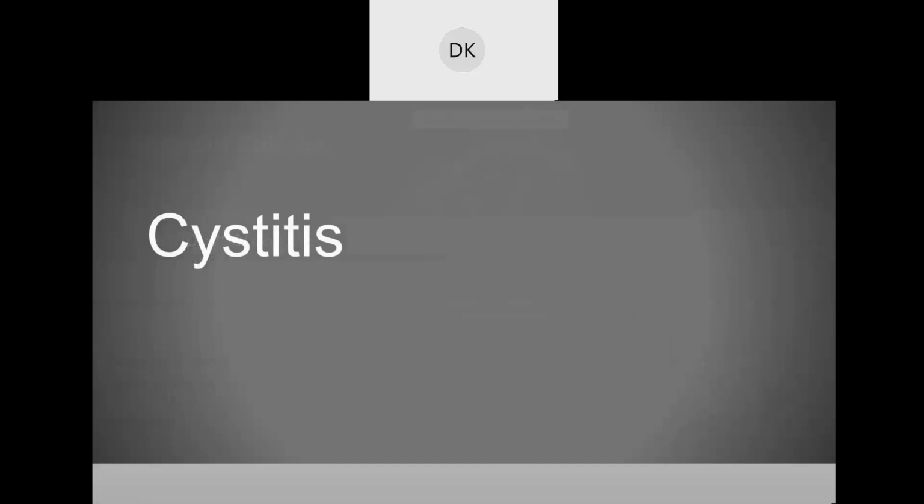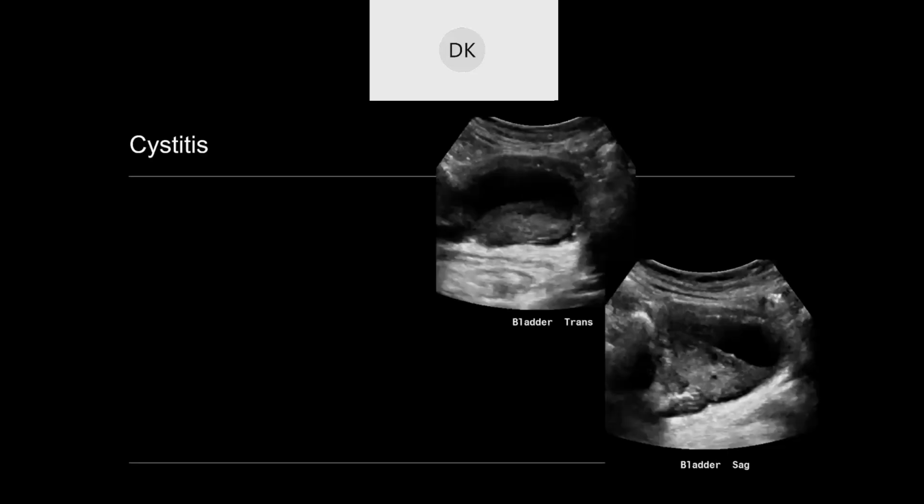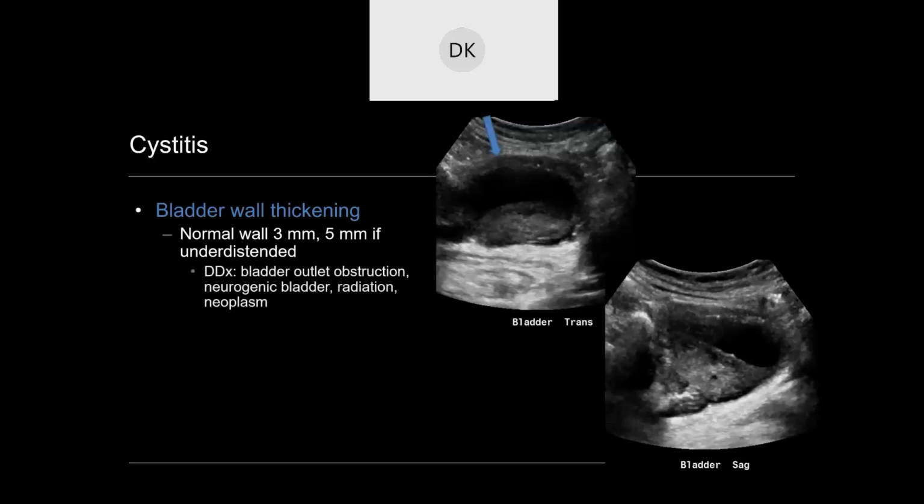All right, so let's continue down into the bladder. We'll talk about cystitis here. With cystitis, one of the hallmarks is bladder wall thickening, and you can see this case here has pretty extensive circumferential wall thickening. Generally, the wall is normal at 3 millimeters in a normally distended bladder. And if it's underdistended, it can get up to at least 5 millimeters. And that's definitely not specific for cystitis. We can see that with bladder outlet obstruction, neurogenic bladder, radiation, or neoplasm.